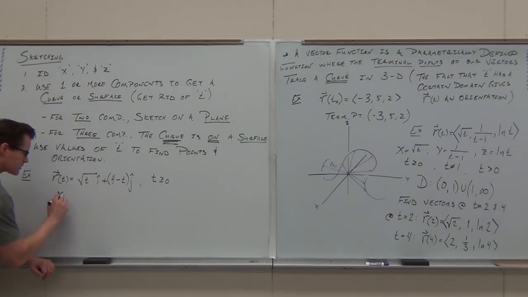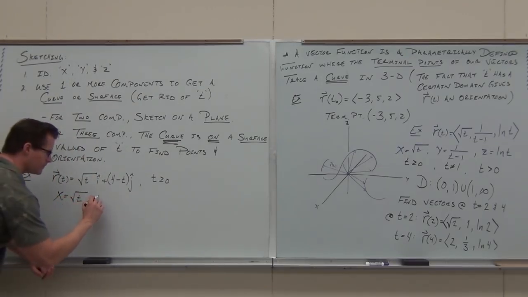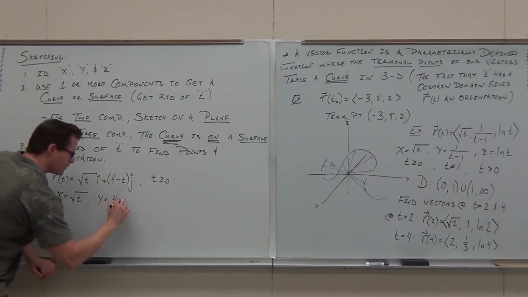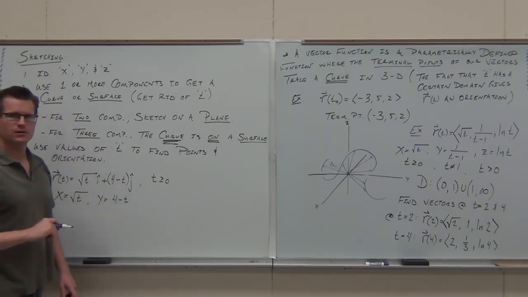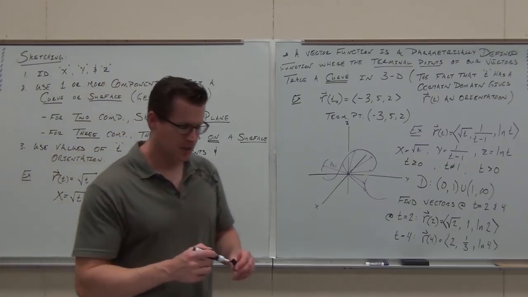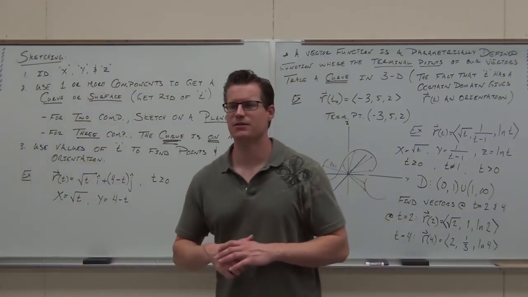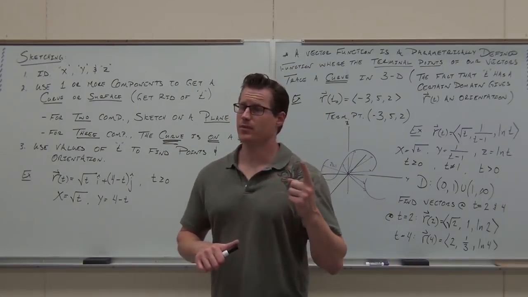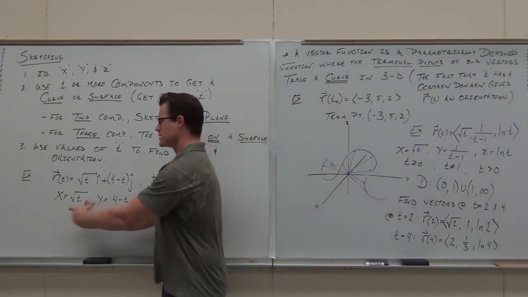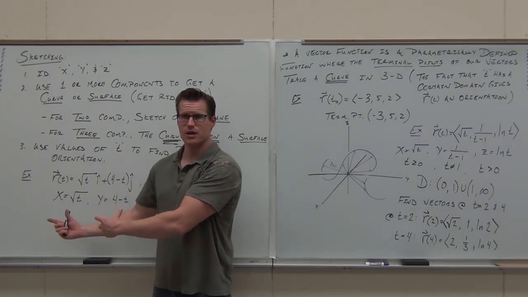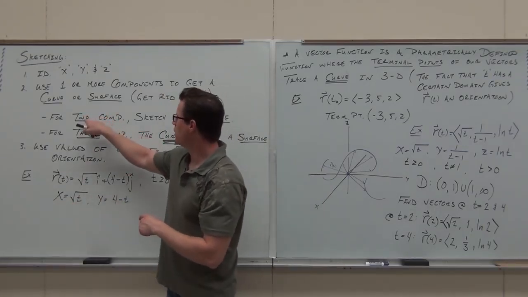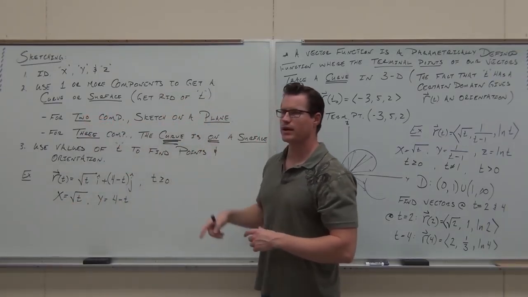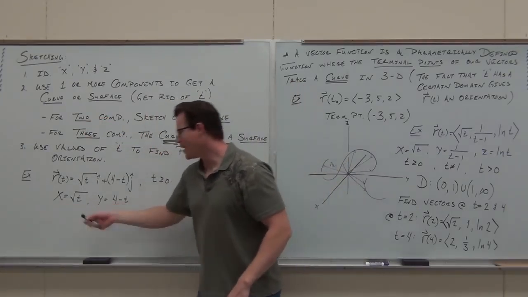What is our x? What's it equal? Beautiful, you understand it. What's our y? What's our z? Oh, there's not one. How many dependent variables do you have? 2. How many independent? So what that means is that we can put these together to get a curve out of this. If you have two components, sketch it on a plane. What plane? The XY plane.